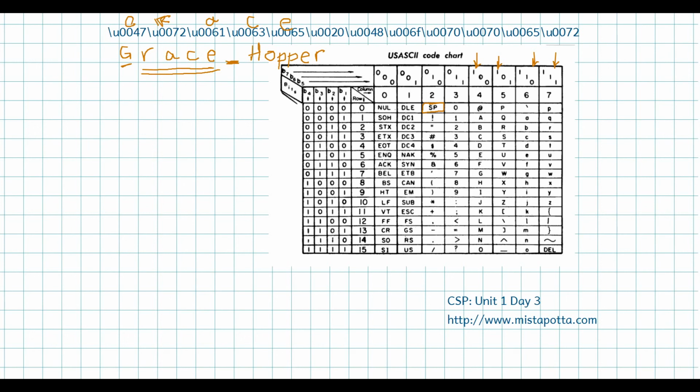There's three things that I want to talk about here, and that's this notion of a space. So here, in order to get a space, I had to use the Unicode value 20 in hexadecimal, which, by the way, is 32 when we're talking about base 10. So there actually was a code for a space.